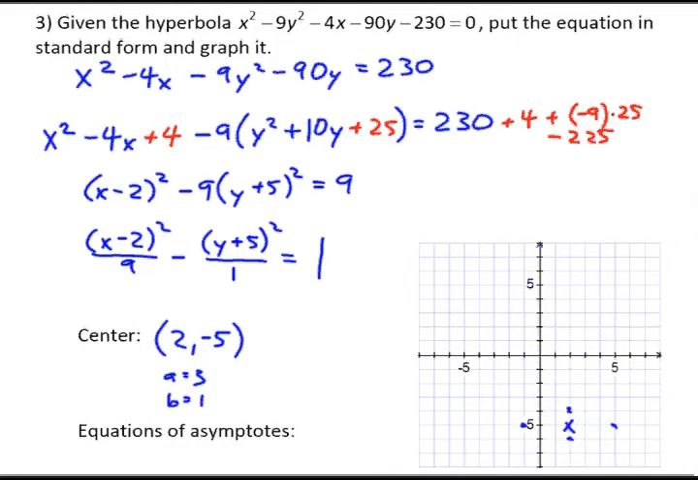Remember that to build a hyperbola, we draw a box, draw its diagonals, extend them, and use those as asymptotes. Now we identify which direction this hyperbola is going. The lead term is the x term. It is positive, so this is going to be horizontal.